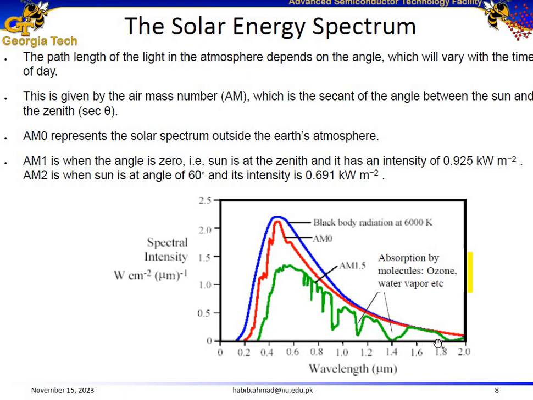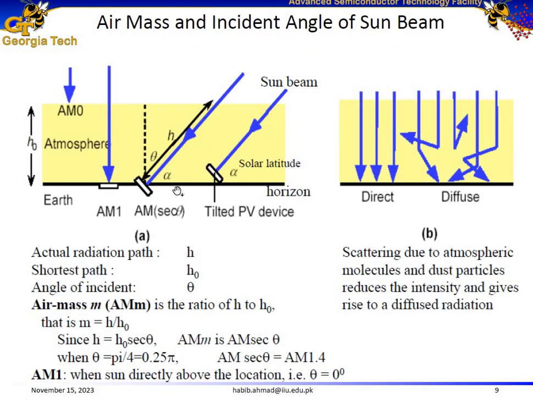This green curve over here is air mass 1.5. So it's basically light passing through the atmosphere at a certain angle. Moving on to the next slide, we can describe it better. Assume that this yellow portion over here is the atmosphere. At the top of the atmosphere we have the solar spectrum, and it's going to have maximum intensity, and it's represented with air mass 0.